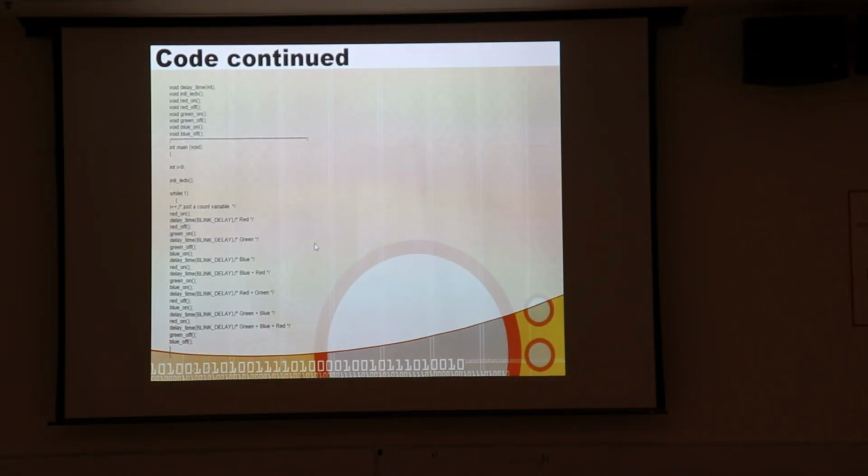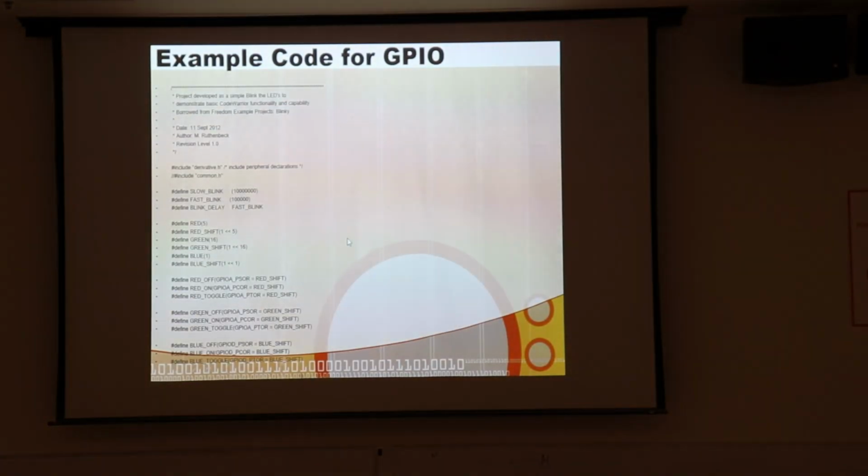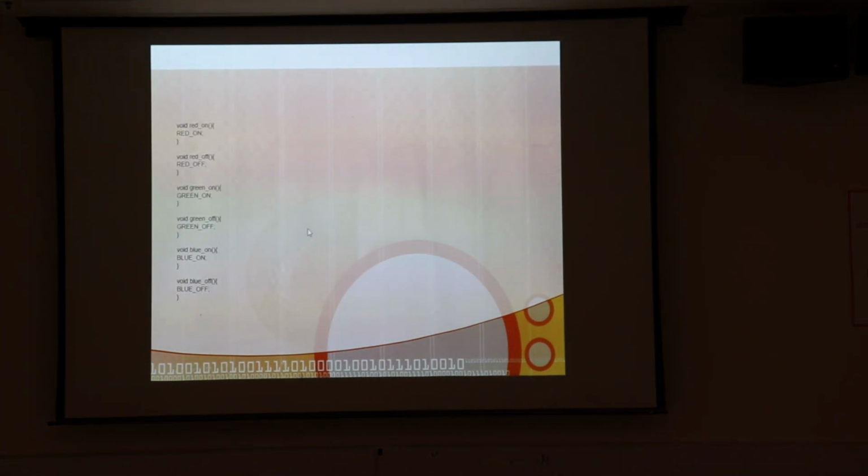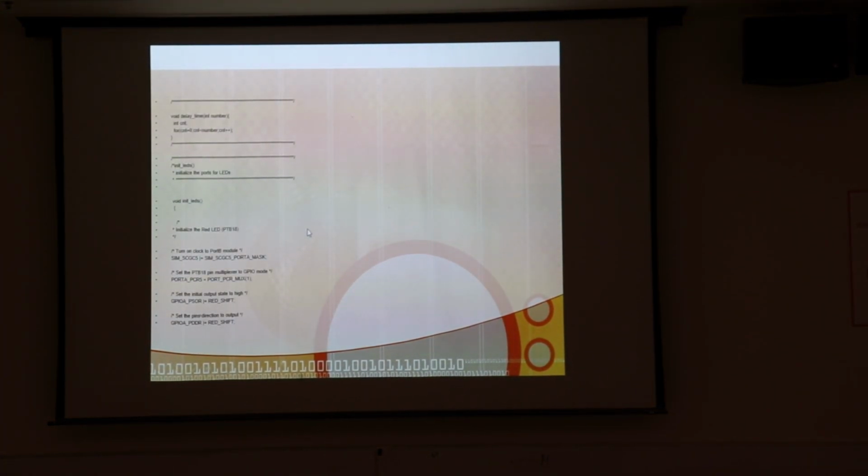Okay, so what I want to point out though is where we actually initialize everything. So here's the initialization routine, and again, I think this is set up for the tower board, although this is PTB18, so that is the red LED on the KL25Z. So they're sort of mixed around. Okay, so a couple of things have to happen for you to use any GPIO port. And it is more complicated than with the tower board.